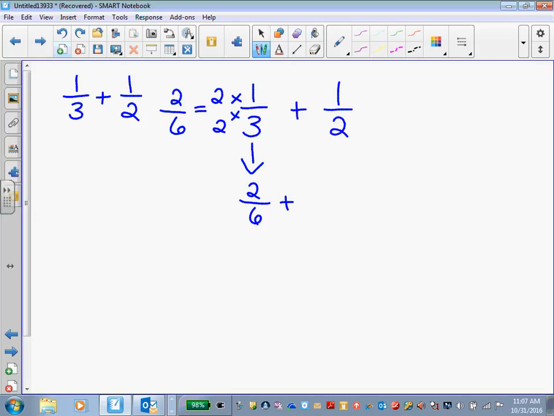All right, what can I multiply half by? 3. Okay. So whatever I do to my denominator, I have to do to my numerator. 2 times 3 is what? 6. And 1 times 3 is? 3. So then half is equivalent to what? 3/6.